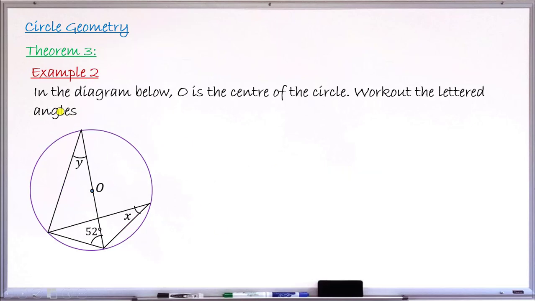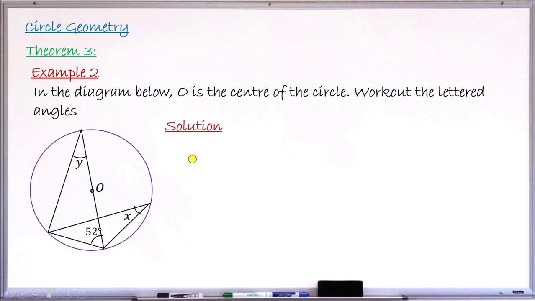Example number 2, it says in the diagram below, O is the center of the circle. This is the diagram. This is O. This serves as the center of this circle that you can see here. The question asked is to work out the related angles. The related angles here are angle Y and angle X.